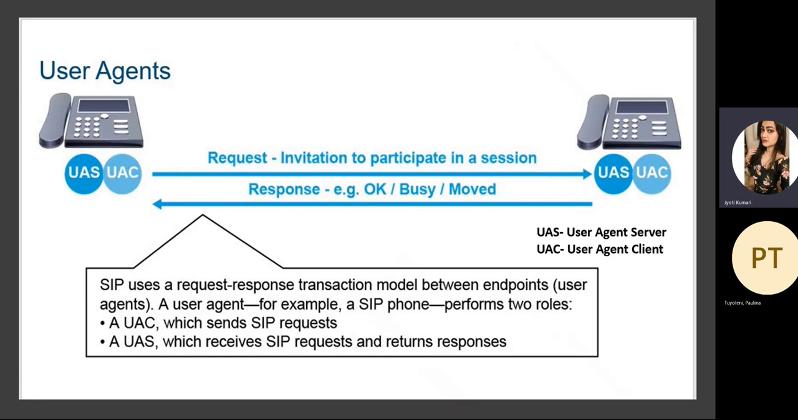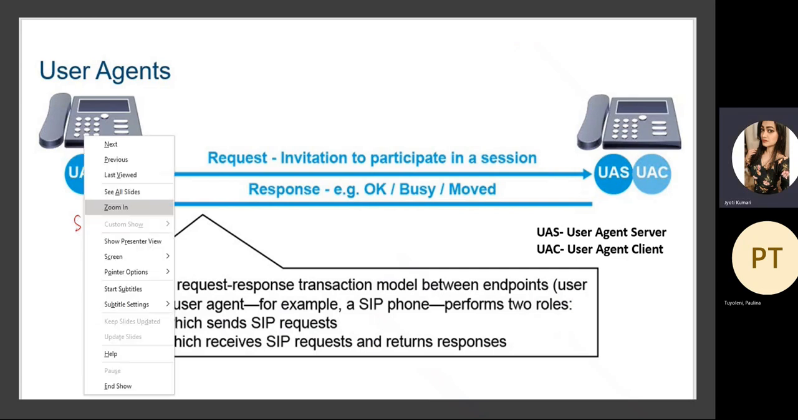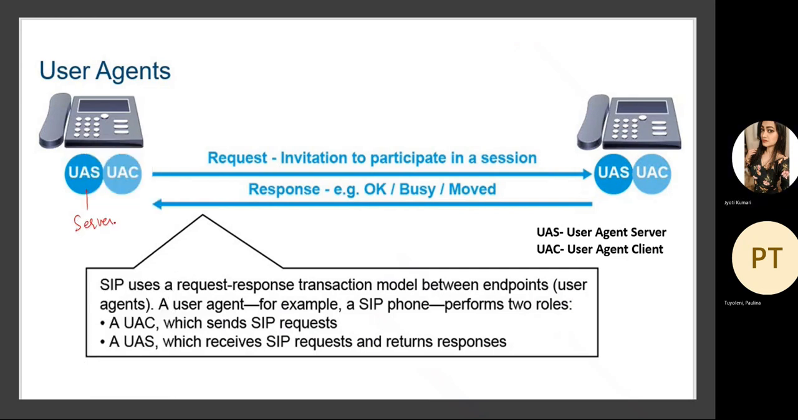Now, two components of user agents are there, UAS and UAC. UAS stands for user agent server and UAC stands for user agent client. Both the phones, whether it is the calling agent or the called agent, both can work as server and client because both are sending and receiving requests and responses.